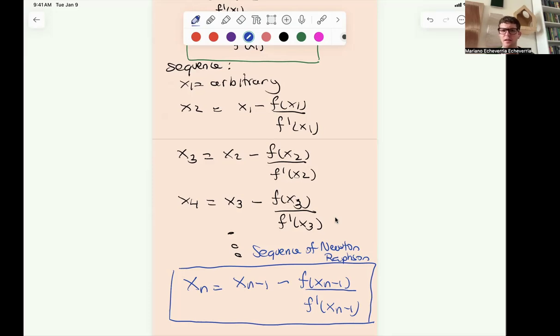Is that making sense? Like what the formula for the sequence? Any questions up to now?